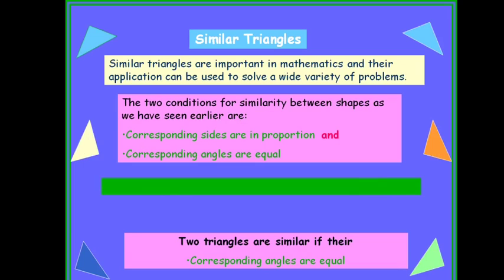Similar triangles. In our syllabus, we need to apply the property of similarity in similar triangles. Similar triangles are important in mathematics and their application can be used to solve a wide variety of problems. The two conditions for similarity between shapes, as we have seen earlier, are corresponding sides are in proportion and corresponding angles are equal. Two triangles are similar if their corresponding angles are equal.